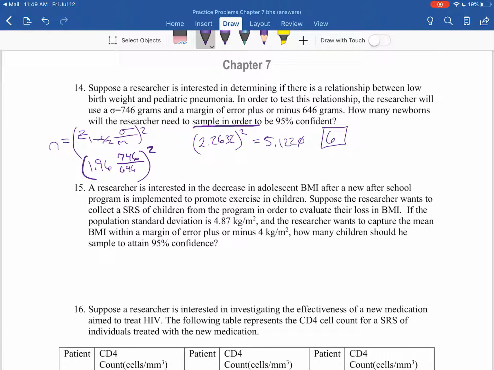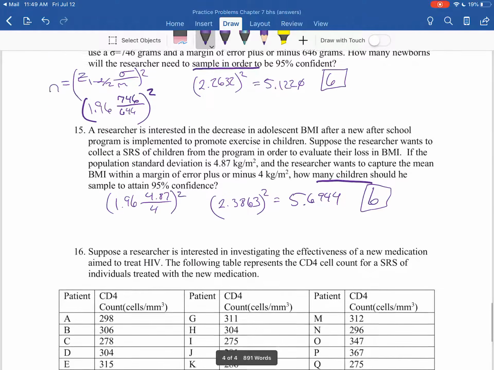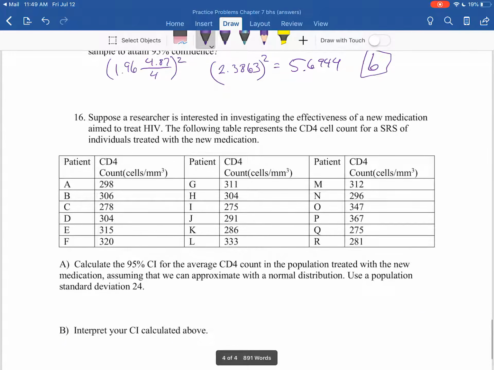Once again, we're doing another sample size. How many children should be sampled to attain 95% confidence? Since we use 95% confidence again, it's going to be 1.96 times our standard deviation of 4.87 divided by margin of error 4, all squared. You're going to get a value of 2.3863 squared, which is equal to 5.6944. Once again, we want to round this up to a value of 6 children needed. Always want to go up in values when we're doing sample size.